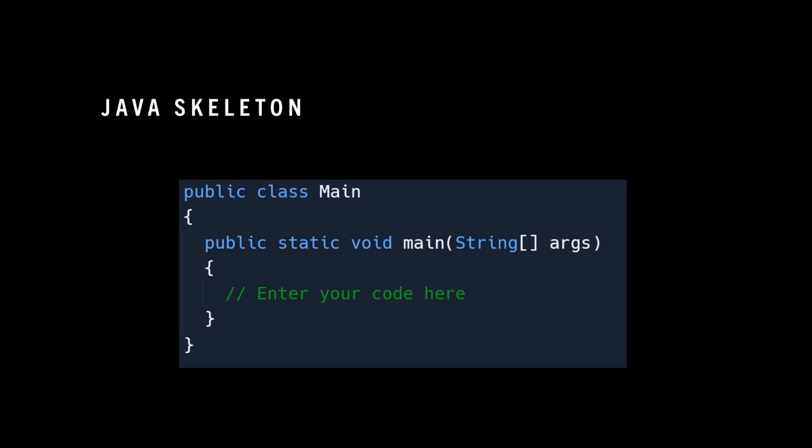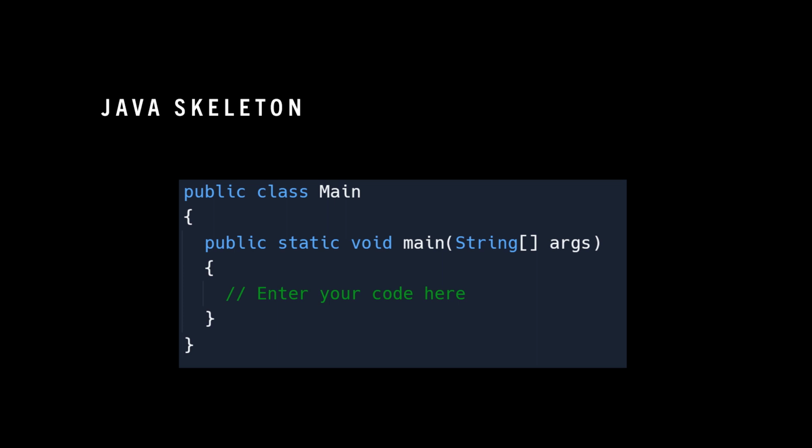Public class main, opening bracket, public static void main, parentheses, string, brackets, args, and then we have enter your code here, which is where you will be putting your code and everything that you program inside of.